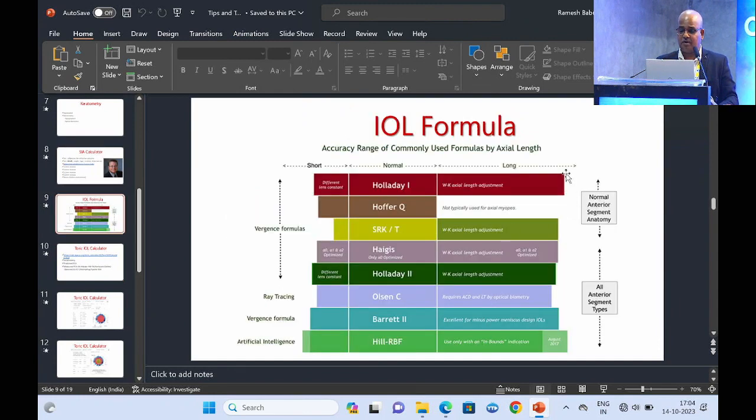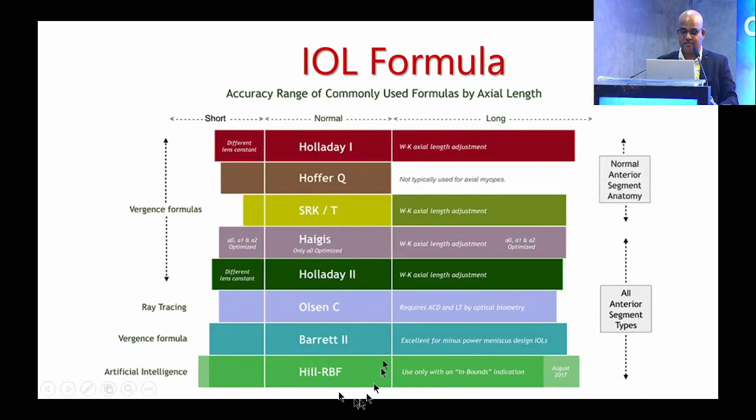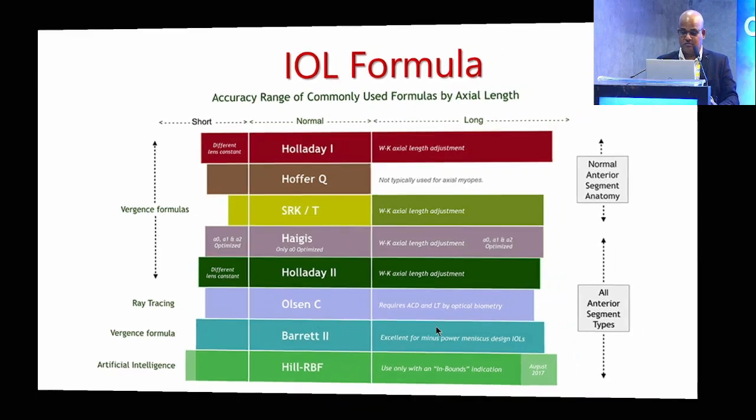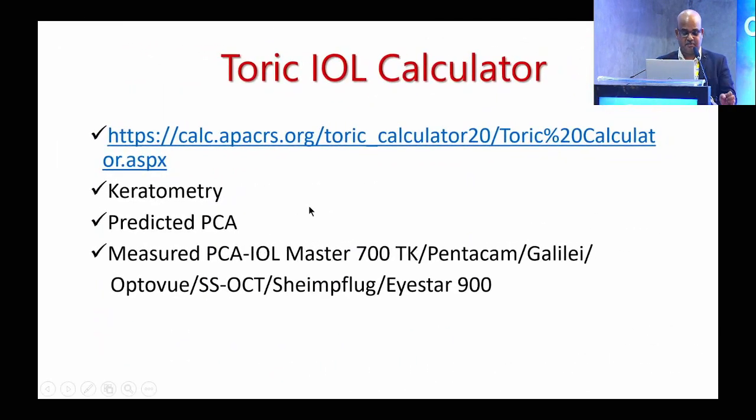So coming to IOL formulas, as you know, within normal axial length all of these formulas work very well. For extremes of axial length, the most preferred one nowadays is Barrett 2. Toric IOL calculator: with the IOL formula we can calculate the spherical power, but if you use the APACRS online calculator, we can get the IOL power also. So I always calculate with the latest APACRS toric calculator, version 2 of Barrett. That will give the spherical power, and the toric calculation also.